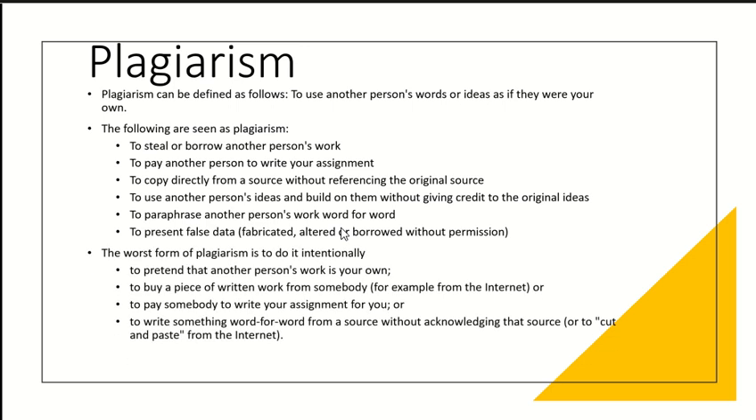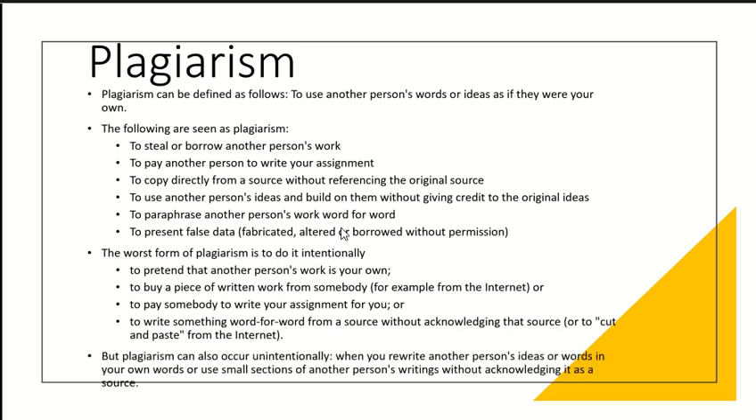The worst form of plagiarism is to do one of these intentionally. To pretend something is your work when it's not yours, this is the definition of plagiarism. To buy a piece of written work from somebody, it happens now, even in the literature: somebody else writes, you give them money and you publish it with your own name. And to write something word for word from a source without acknowledging the source. So these are some examples of plagiarism.